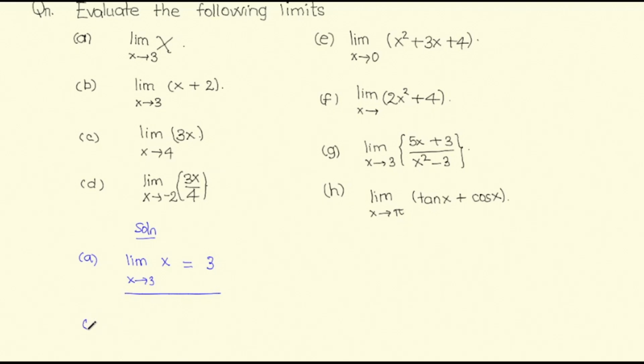Alright, let's move on to the next part, and that is part B. Part B is having the limit as x tends to 3 of x plus 2. Now I've expanded the first one a little bit by adding another constant here. So how do you work out this number? Quite simple. Wherever we get x, we will place 3. So we shall have here 3 plus 2 equals 5, and that becomes our solution for part B.